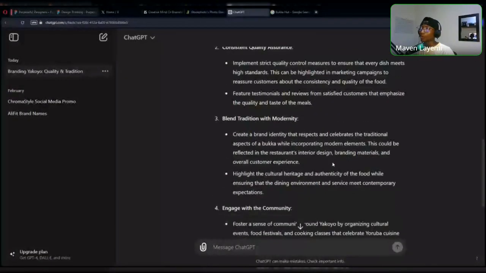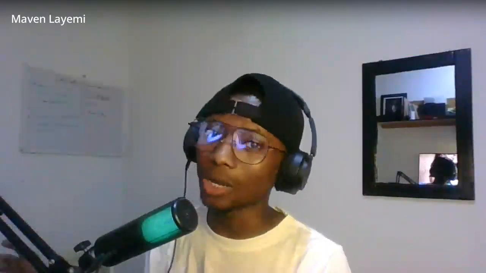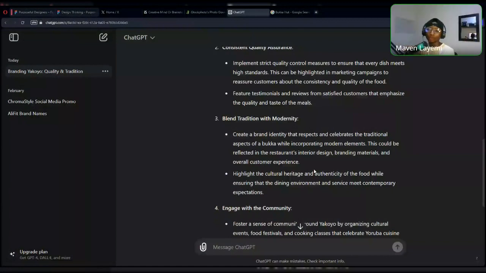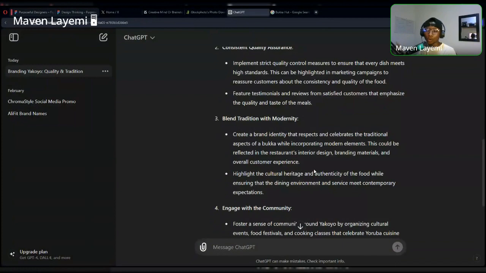So we need to add one of the solutions we are going to create, which is also a blend of tradition and modernity. We're going to create a brand identity that respects and celebrates traditional aspects of a buka. You know, buka, all these local arts, they have their own modern way, a bit traditional way of doing stuff like that. If you have been to Ofada, there is this restaurant in Lagos, Ofada Boy. If you have been there, you know what I'm talking about.